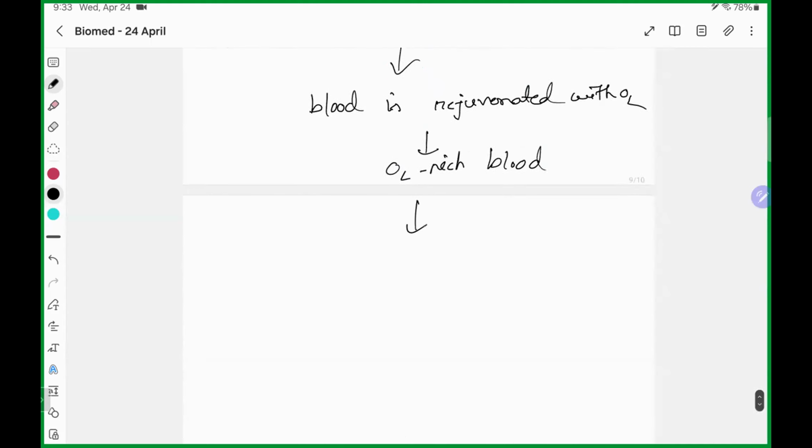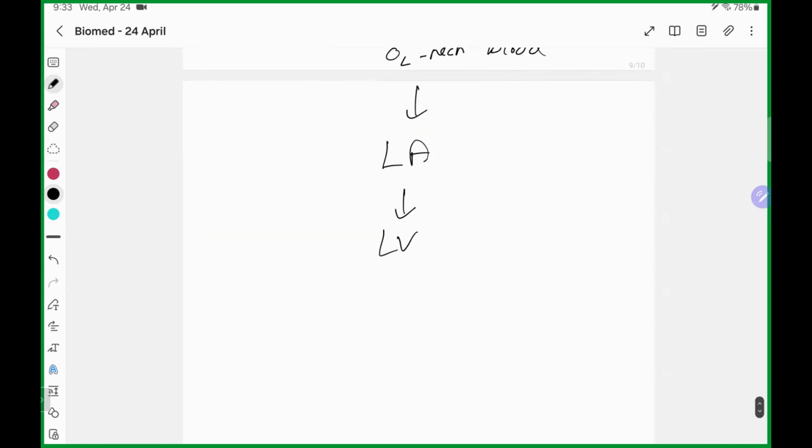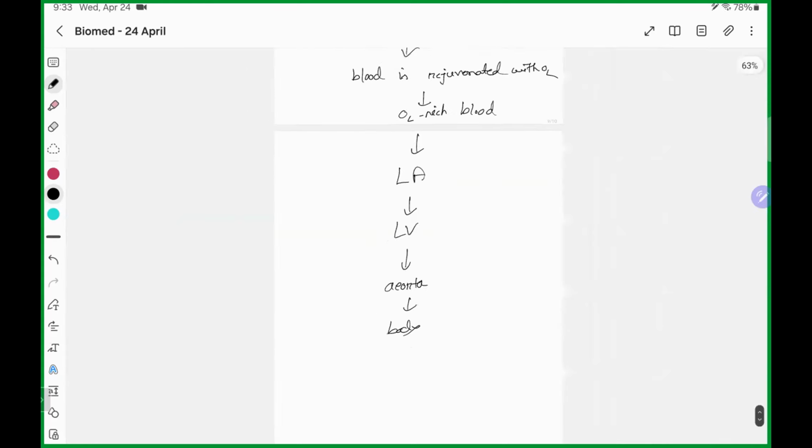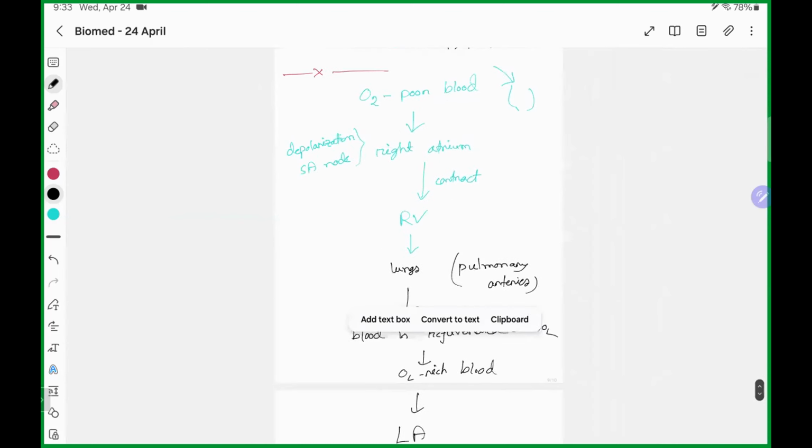From the lungs, this oxygen-rich blood will go to the left atrium, and this is the repolarization process. Then from the left atrium it will go to the left ventricle. All this process only flows in one direction because there are valves there. All the valves are unidirectional and only allow flow in one direction. So from the left atrium to the left ventricle, from the left ventricle to the aorta, and this aorta will supply blood to the body. This is the entire process. Are you following? Yes.